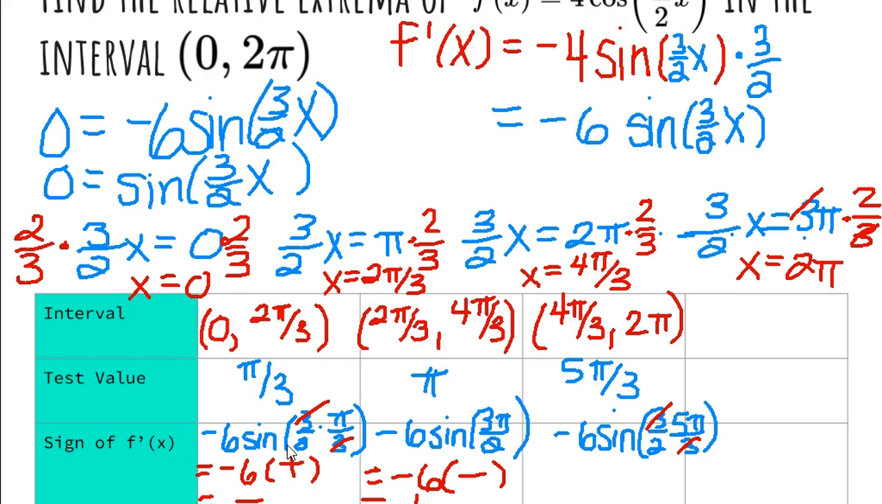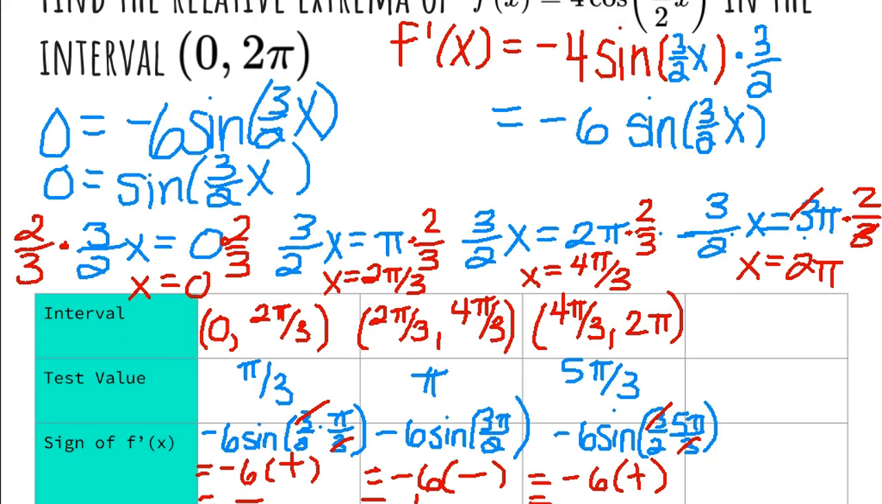Now, 5 pi over 2, if I'm going around my unit circle, up top is 1 pi over 2. And as I go around, I get 2 pi over 2, then 3 pi over 2 is down below. 2 pi is 4 pi over 2, so 5 pi over 2 brings me back to the top. So since that's on the top, that's positive. So I get -6 times a positive, which is a negative. So that's decreasing here.